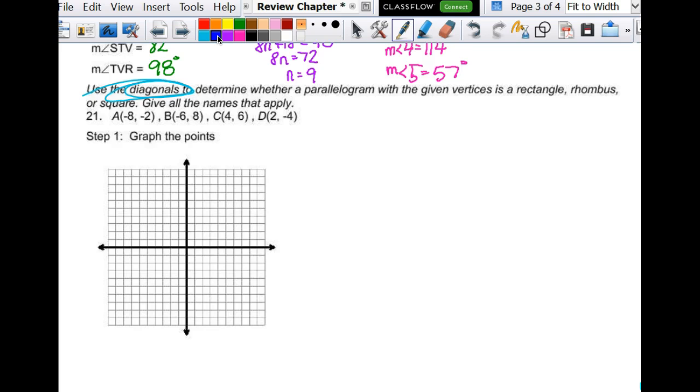So we plot these points. A is at negative 8, negative 2. B is at negative 6, 8. C is at 4, 6. D is at 2, negative 4.